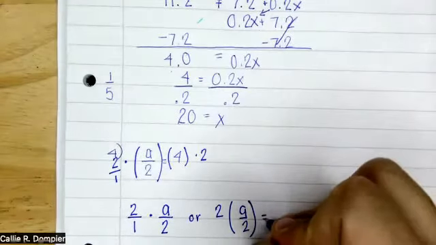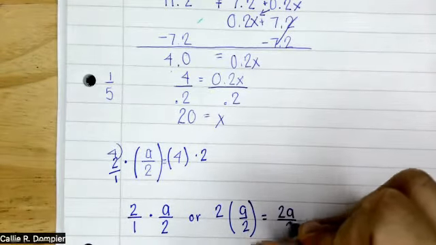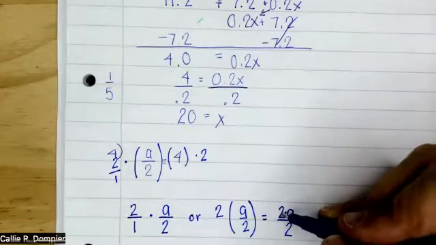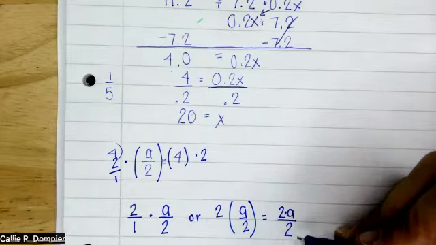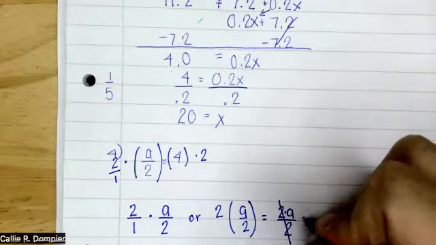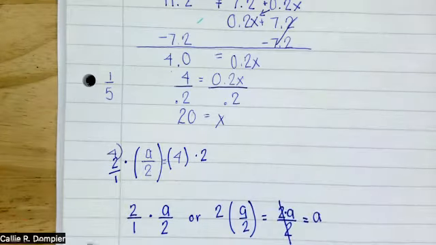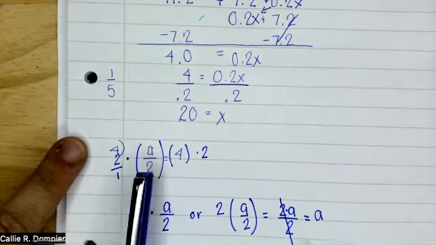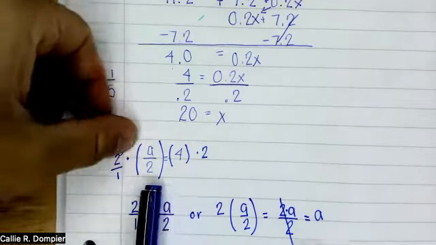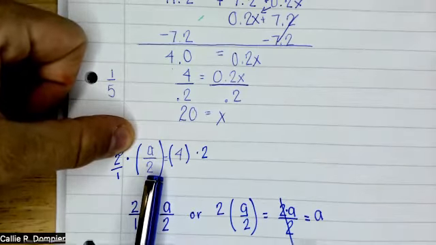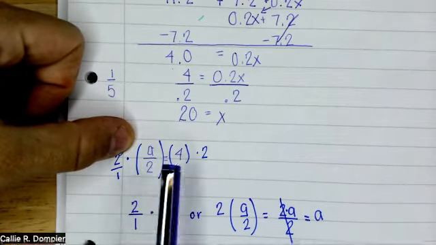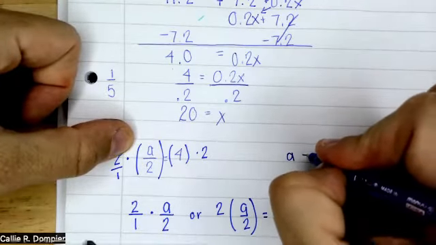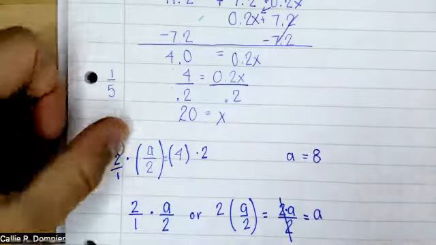Either way, it becomes 2A over 2, right? And then 2 is being multiplied by A, and anything that is a factor on the top and a factor on the bottom, you can cancel out, and you can just call it A. So the reason we decided to multiply by 2 is so that we could just cancel out the 2 on the top and the 2 on the bottom of the fraction. So we have A on this side, and then 4 times 2 is 8. Is that okay? So that becomes A equals 8.